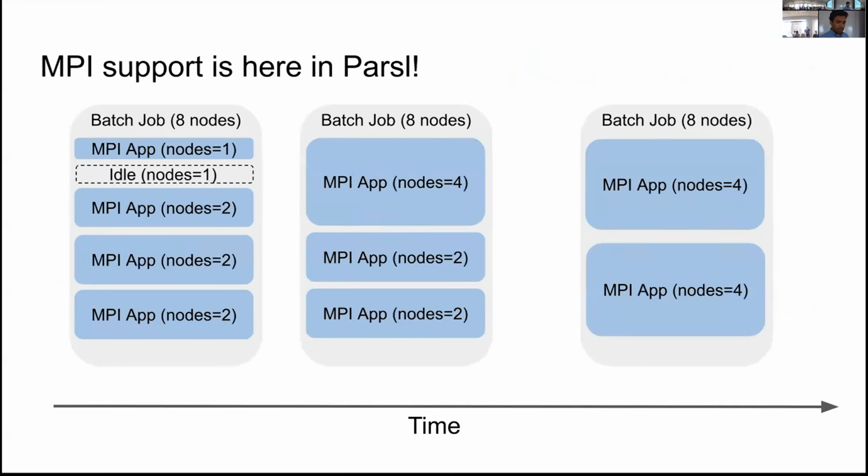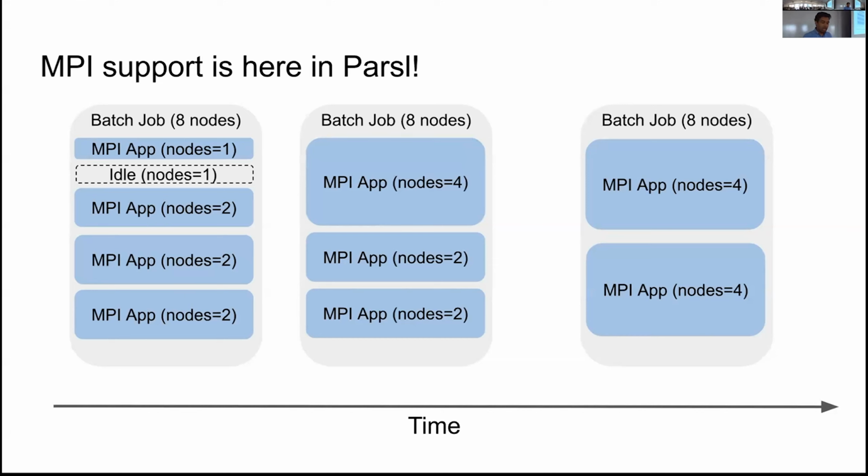So this is now possible. What I've got here is basically a sequence of different configurations that a single batch job can support over time. In the first case, as we are starting up, we say that we've got a batch job with 8 nodes, and we try and stick in a bunch of MPI applications with varying node requirements. Please note that in all of these cases, we are never slicing a node. We are only putting in multiples of a node into a single batch job.